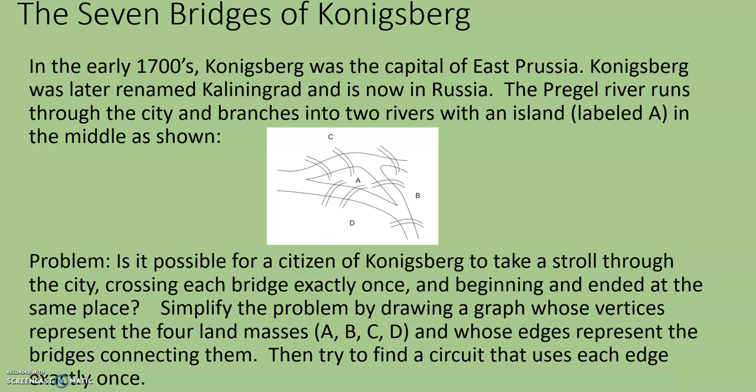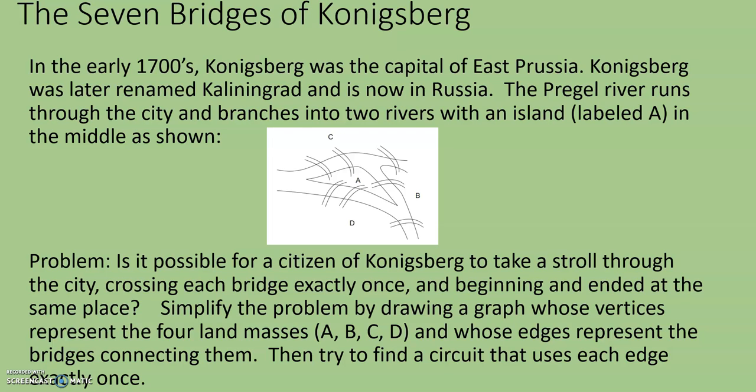In the early 1700s, Königsberg was the capital of East Prussia. Königsberg was later renamed Kaliningrad and is now in Russia. The Pregel River runs through the city and branches into 2 rivers with an island labeled A in the middle, as shown. The problem asks us, is it possible for a citizen to take a stroll through the city, crossing each bridge exactly once, and beginning and ending at the same place?